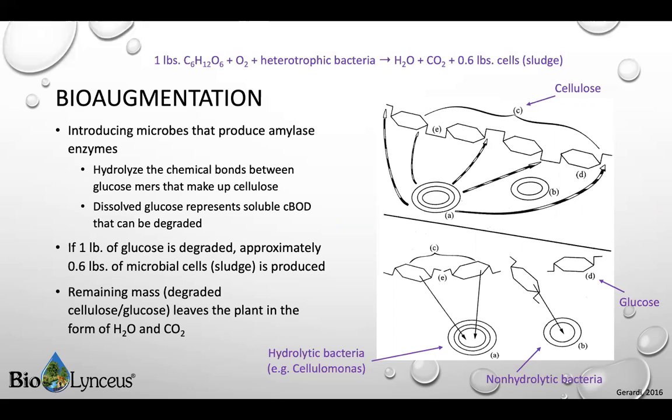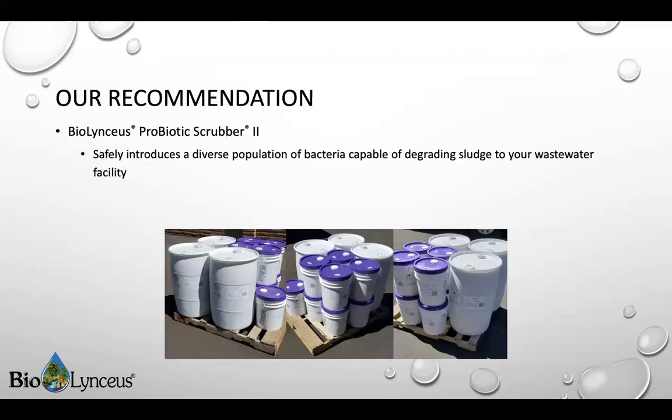If you're looking to reduce solids without physically handling them, our best recommendation is to administer a live microbial product with bugs that produce amylase and can degrade the bioavailable material. Our flagship product, Probiotic Scrubber 2, also known as PB2, is one of the best products in the business at biologically removing sludge. This proprietary blend is loaded with several species of sludge-degrading organisms.